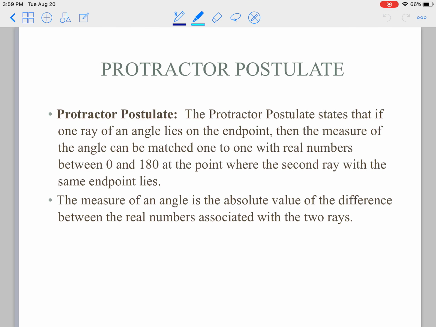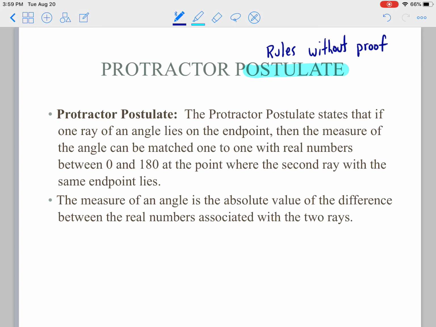Protractor postulate. Once again, remember that this is terminology from Unit 1.3, and it simply means rules without having to be proven. Okay, rules without having to be proven.